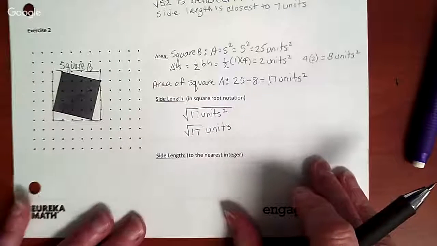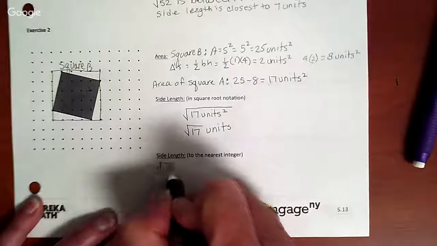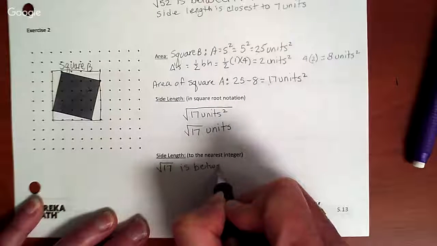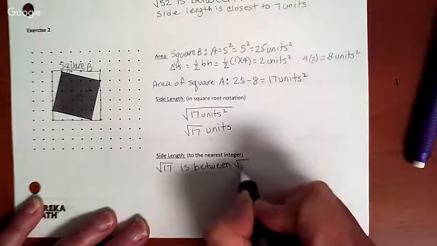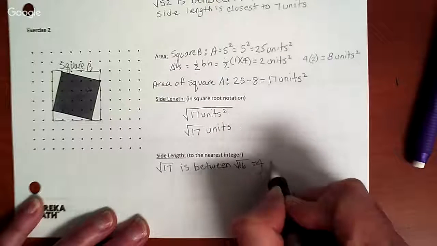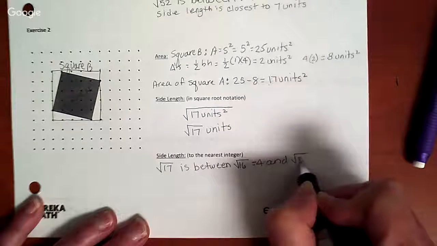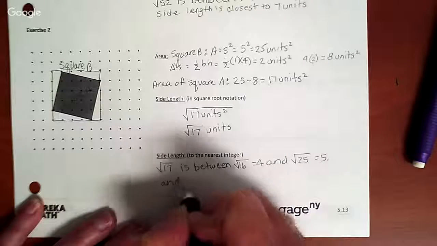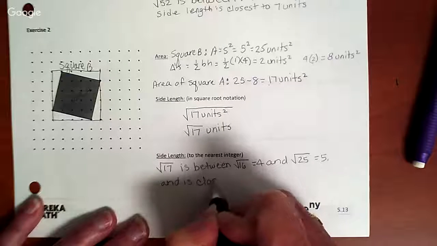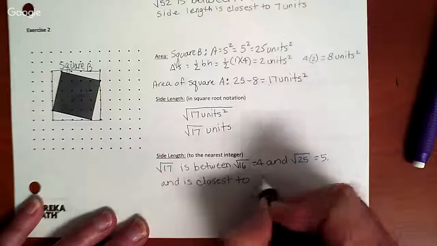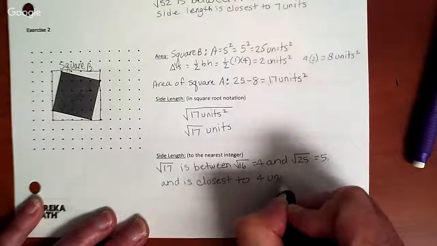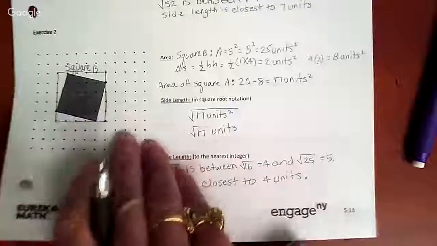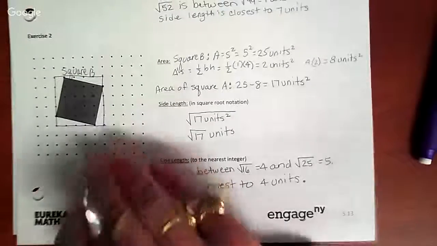Our next is the integer, so the square root of 17 is between the square root of 16, which is 4, and the square root of 25, which equals 5, and it's closest to 4 units. This ends our lesson.